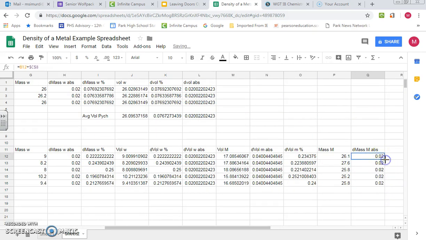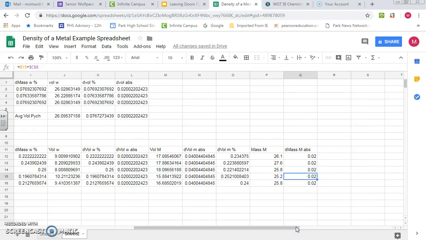Now again, if you weighed your metal directly, you could just type your numbers in. You wouldn't have a calculation here. And yours all would probably be 0.01 here for the uncertainties. So just keep that in mind. Now you look at it and say, okay, that was actually a better way. I'd have less uncertainty for this.